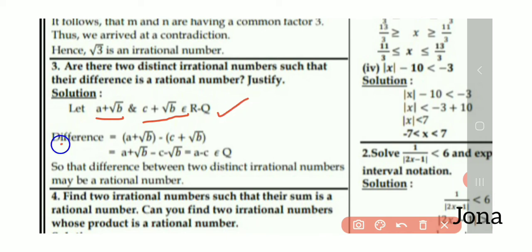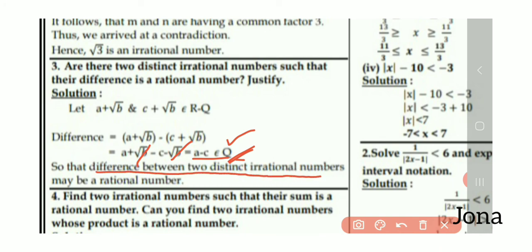I want to find the difference of these two numbers. So a plus root b minus c plus root b. Multiplying with this minus symbol, I got minus c minus root b. I can cancel plus root b and minus root b, so that the answer is a minus c, which belongs to q. That q is the rational number. Therefore, the difference between two distinct irrational numbers may be a rational number.